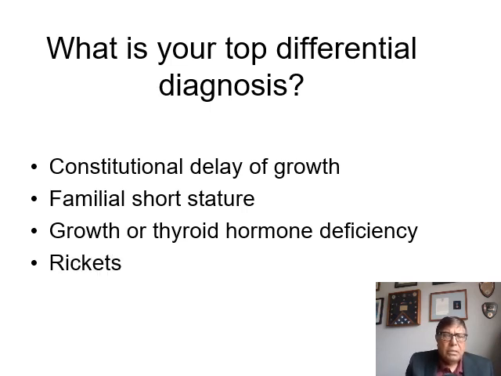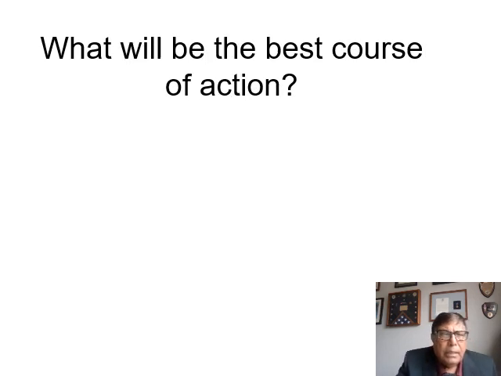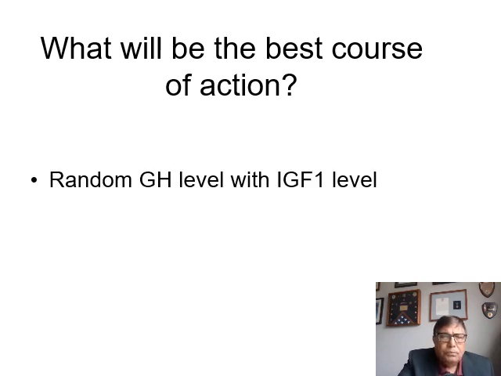Could be a rickets. Well, he may have an early age, but clearly he has no sign of rickets in the exam. No bowing of the leg, or most of the things are very unlikely to make it rickets. What will be the board's course of action? Should we get a random growth hormone and IGF-1 level?